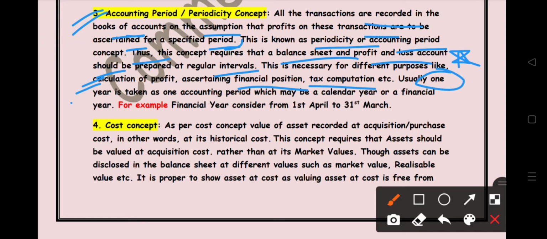Usually 1 year is taken as an accounting period, which may be a calendar year or the financial year. In the normal course of business activities, we assume 1 year as our accounting period, but it is advisable that we follow the financial year as our accounting year. For example, in the regular course of business, we treat 1st April to 31st March as our financial year. So this concept shows that we should measure and examine our transactions in a particular time period, that is the accounting year or the financial year.